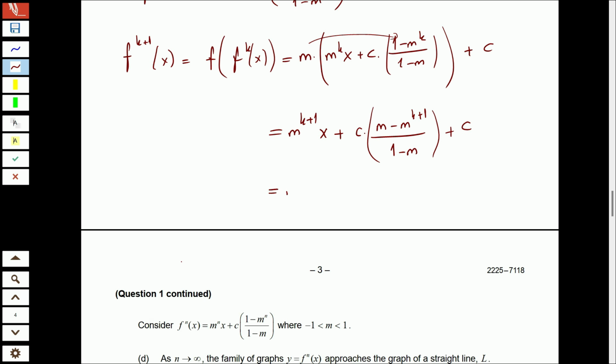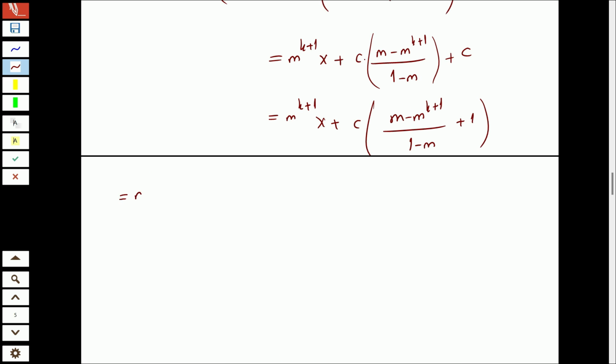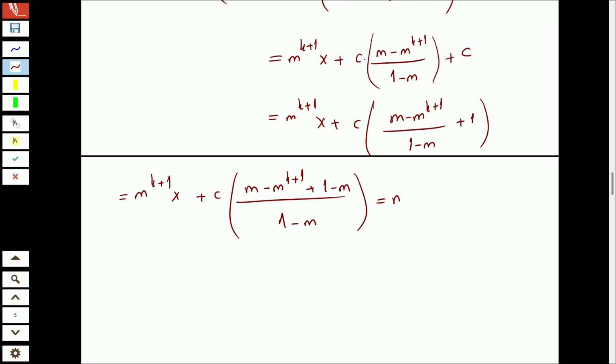From here you can say m to the power of k plus 1 x plus c in parenthesis m minus m to the power of k plus 1 plus c minus cm. Sorry, 1. If we take in parenthesis, it will be 1 here. From here, we're gonna say c in parenthesis m minus m to the power of k plus 1 plus 1 plus m minus m, which will be m to the power of k plus 1 x plus c times, let's say in parenthesis, 1 minus m to the power of k plus 1 divided by 1 minus m, right?